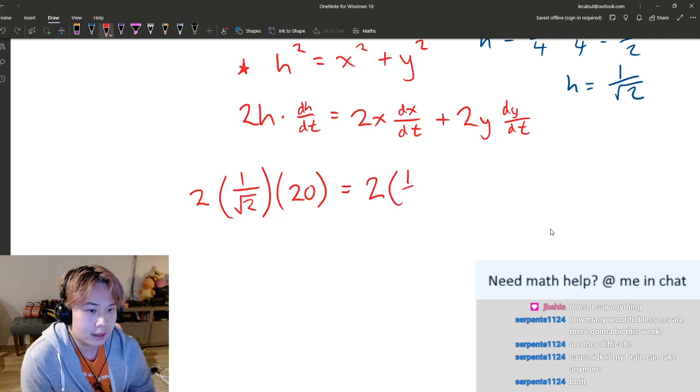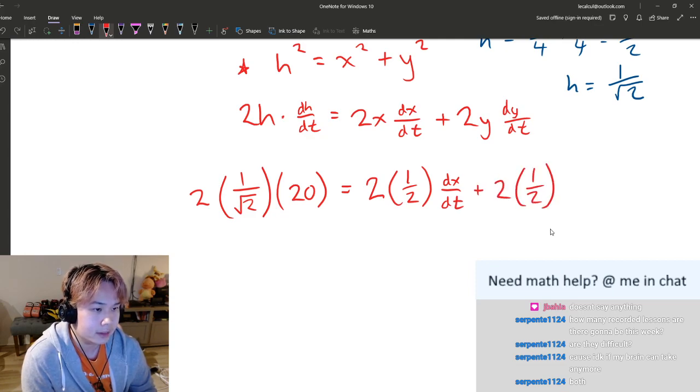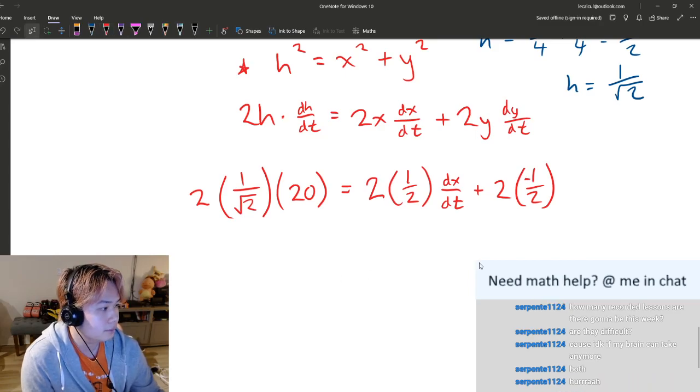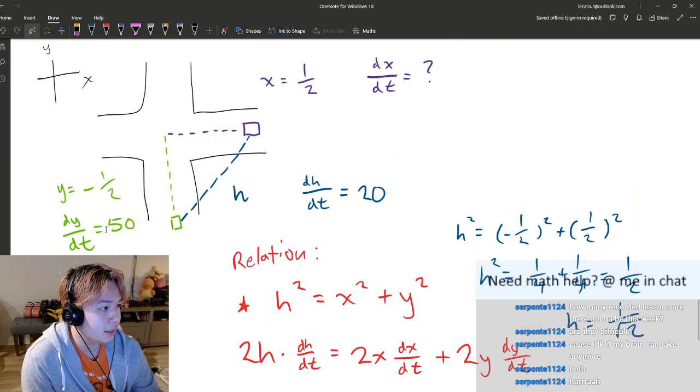2 half dx dt, 2 half negative 1/2, and then 50.